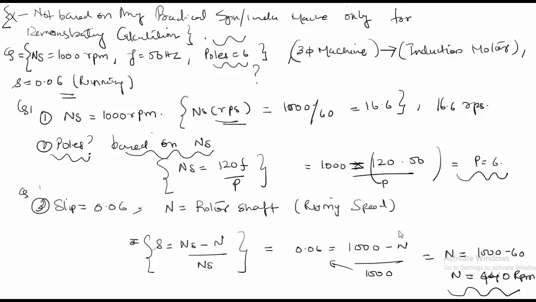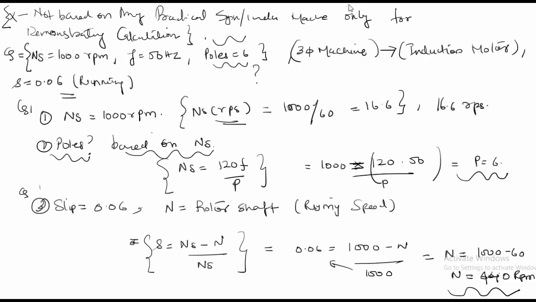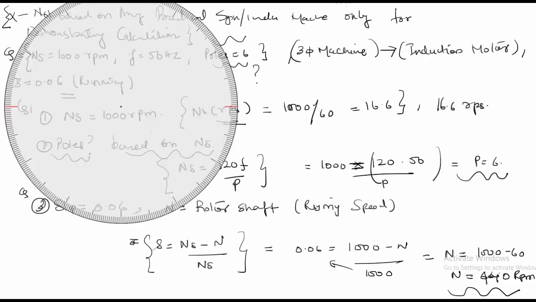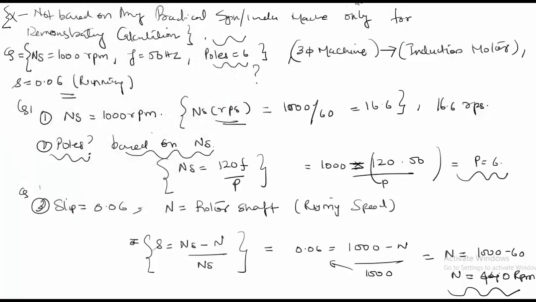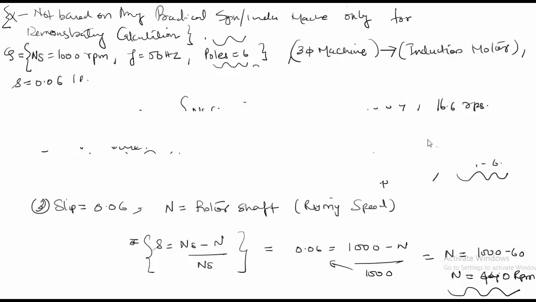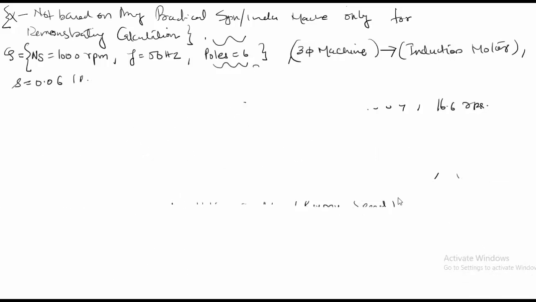So these are some more things which you have found out so far. So this was all about, and if I just, so your slip is given here, and your n was equal to 940.